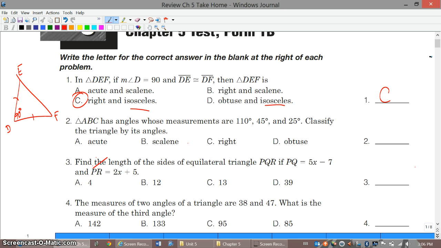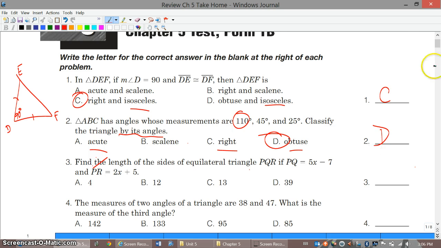Triangle ABC has angle measurements of 110, 45, and 25. Classify the triangle by its angles. None of the angles match, but that doesn't matter because we're classifying it by angles. So it's either acute, right, or obtuse. Well, there's one obtuse angle, so it's obtuse.